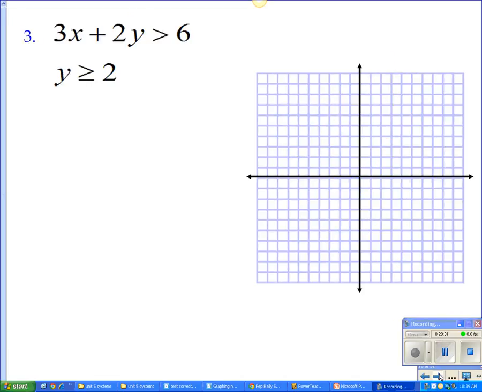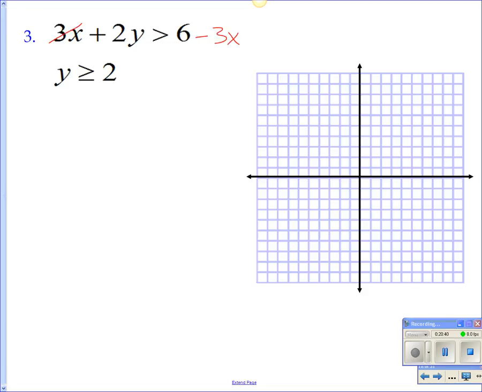Okay. Number 3, Molly, you just did it. Shannon, help me with the top one. All right, Shannon, what's that going to give you for your y equals? Good. And it's greater than. Okay. Connor, how do I put that on the graph? Dotted or solid? Shade above or below?